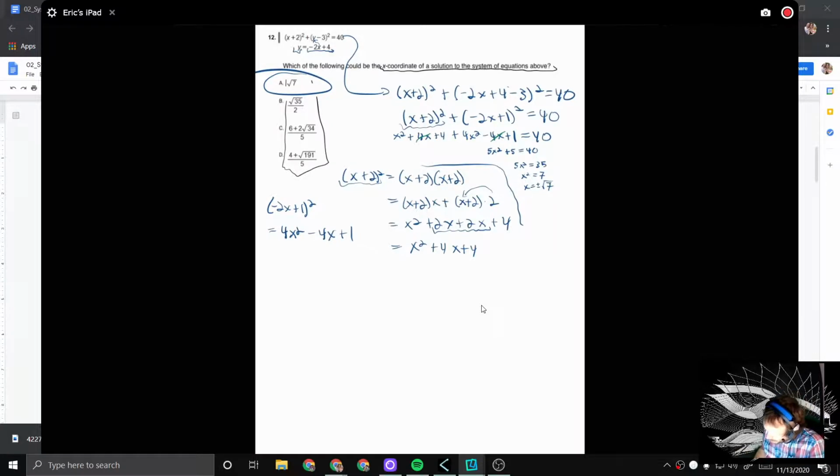It says, which of the following could be the x-coordinate? We found x equals plus or minus root 7, so it could be root 7.